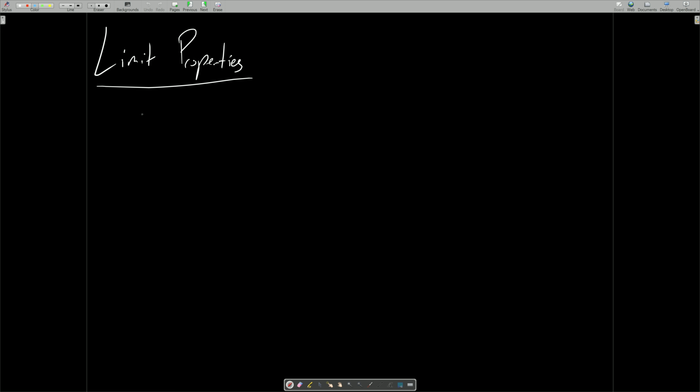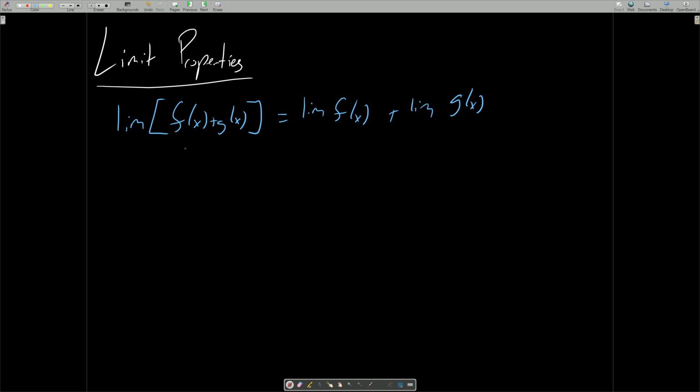Limit properties. If you have the limit of two functions added together, that's the same as the limit of the first one plus the limit of the second one. Same thing for subtraction. If you have one function minus another, it's the same as the limit of the first minus the limit of the second. Same thing for a lot of these. If you have the limit of two functions multiplied, then it's just the limit of the first one times the limit of the second one.